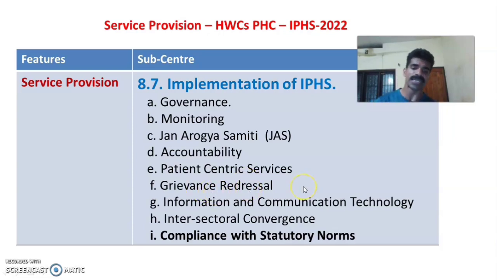Then grievance redressal, that is for the reduction of stress and strain among the health personnel or human resources at different categories of PHC. That is grievance redressal for the staff to relieve the stress and strain. Okay. Then information and communication technology, that is to maintain rapport and public relations, and at the same time for telecommunication programs. Then intersectoral convergence, that is nothing but intersectoral coordination or collaboration with other health related sectors. Then the last one is compliance with statutory norms.